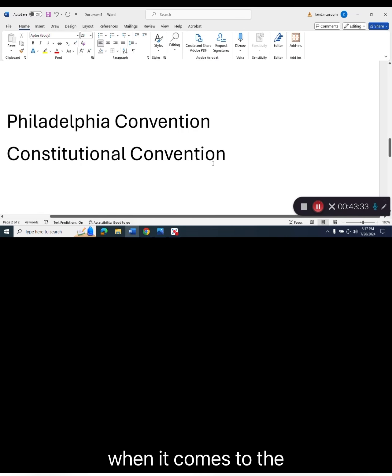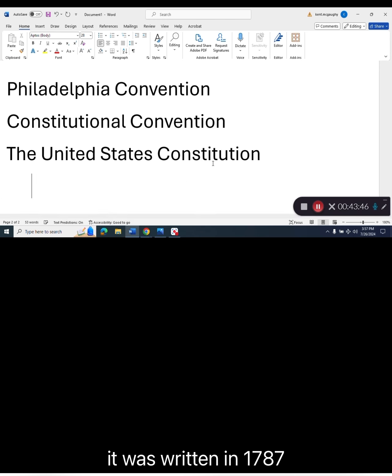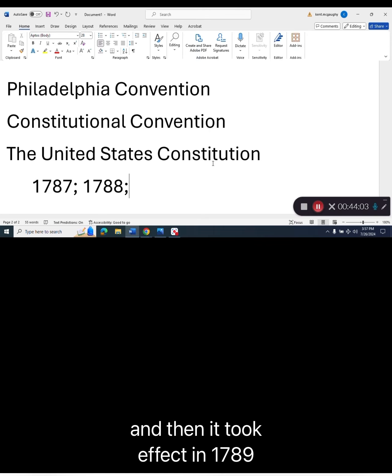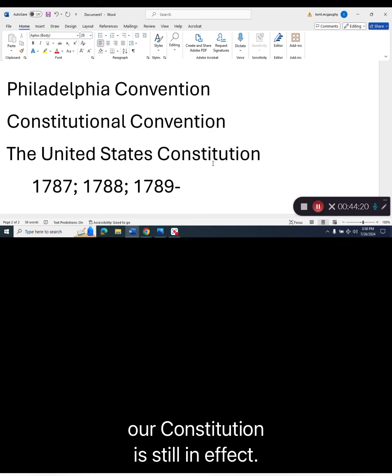And so when it comes to the United States Constitution as a second plan of government, it was written in 1787. It was ratified in 1788. And then it took effect in 1789. And as of today, fingers crossed, our Constitution is still in effect. The Constitution of the United States is still in effect.